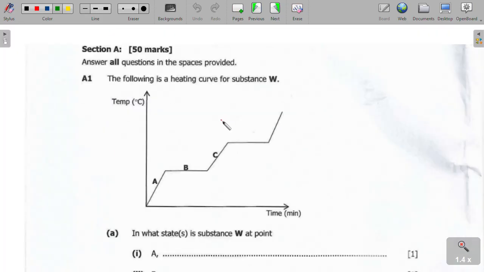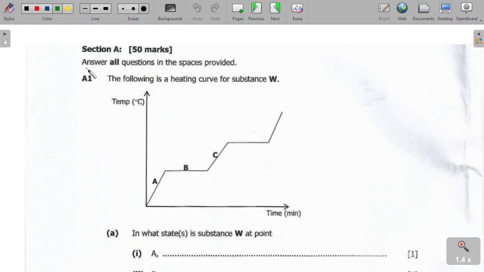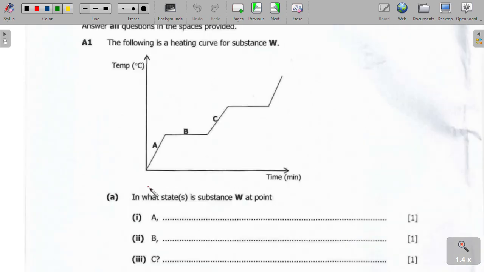Okay, so here is the question. Section A, this is an extract from an exam paper. They are showing you that section A carries 50 marks, so you must get all the answers correct. Answer all questions in the spaces provided. A1, the following is a heating curve for substance W. Here is temperature vertically, and here it's time horizontally.